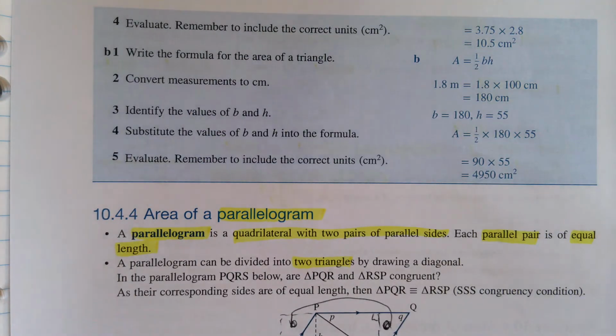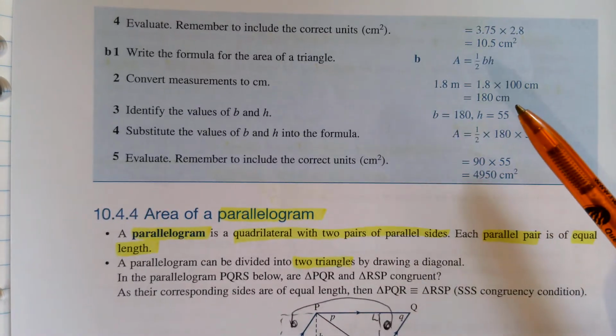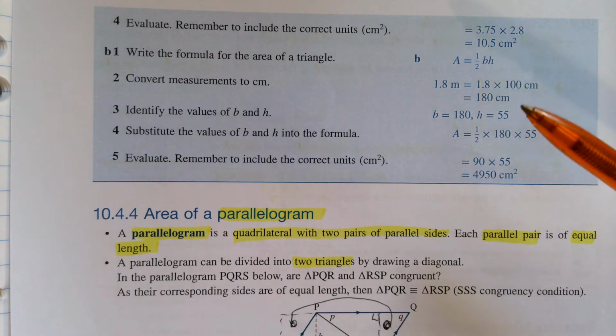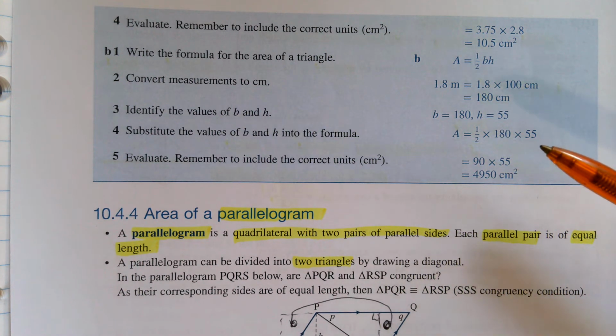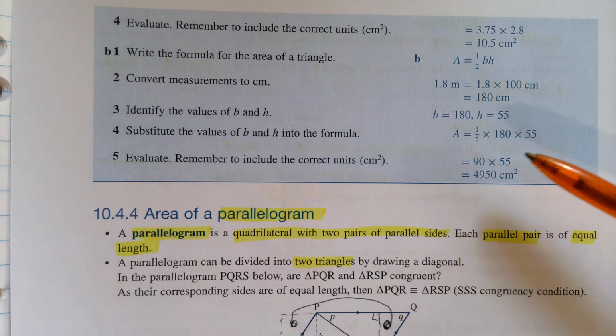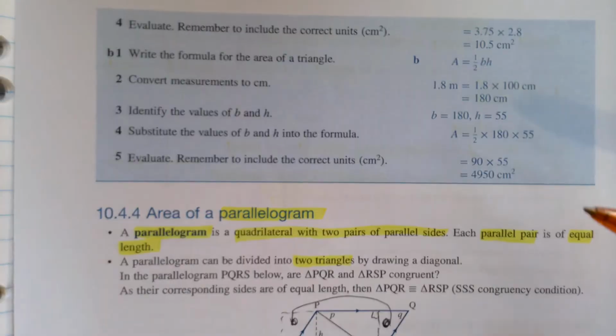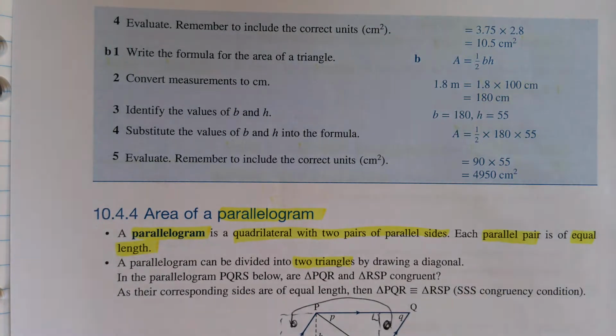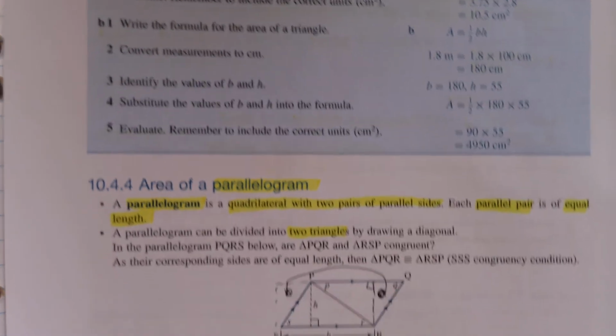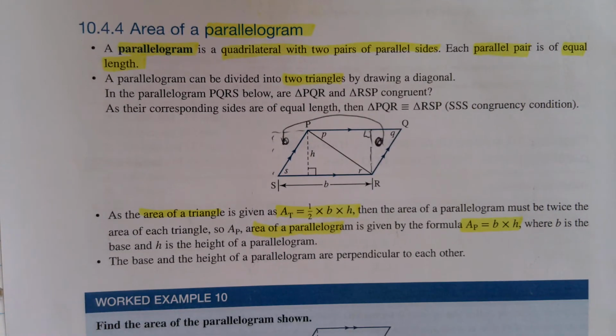So you'll need to convert the metres into centimetres before you can continue, because you have to have the same units when you multiply them. So the answer is square centimetres. They're both in centimetres. The next shape we're going to look at is the parallelogram.